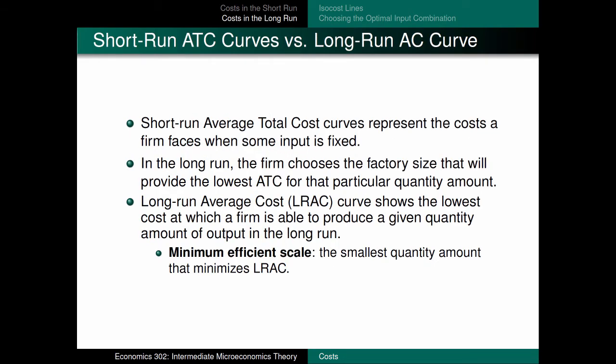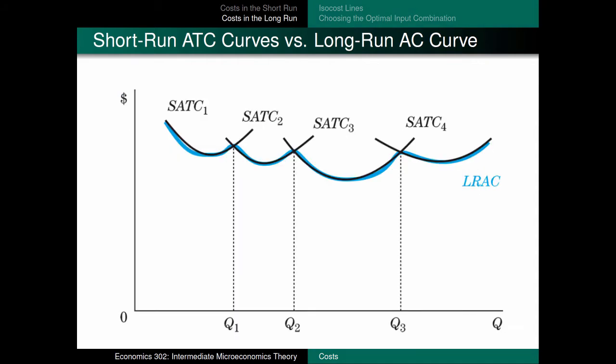Recall from the previous class that the average total cost curve in the short run was U-shaped with its minimum point where it intersected the marginal cost curve. Since nothing is fixed in the long run, there is no longer a need to distinguish between average total cost, average variable cost, or average fixed cost, so we simply refer to average cost in the long run as the long run average cost. Let's take a look at the graphs for these average total cost curves in the next couple of slides. So how might we graph the long run average cost curve?